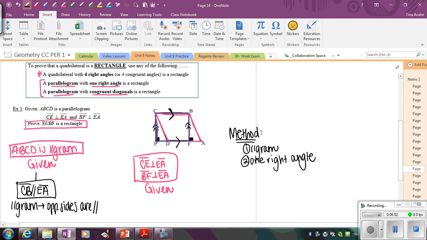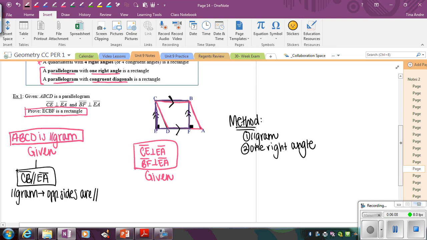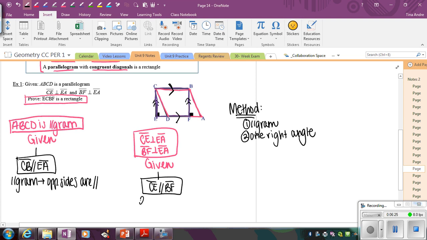And then the next thing we talked about was how do we get these parallel to each other? Well, the fact that I have two lines that are perpendicular to the same line makes those parallel to each other. So that's using this given right here. So now I can say that CE is parallel to BF. And that's because two lines perpendicular to the same line are parallel to each other. Or you could use that whole congruent corresponding angles giving you the parallel lines.